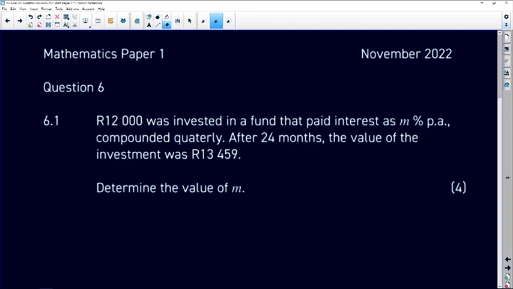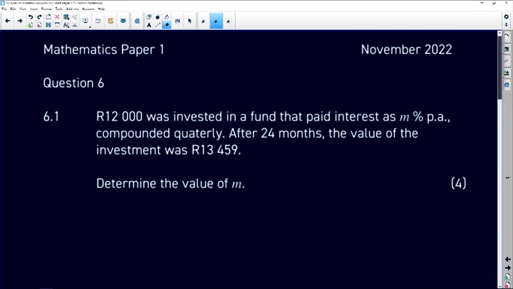All right, guys, let's look at question 6 of the November 2022 paper. Question 6 reads as follows. It says 12,000 rands was invested in a fund that paid interest at M% per annum, compounded quarterly. After 24 months, the value of the investment was 13,459 rands. Determine the value of M.